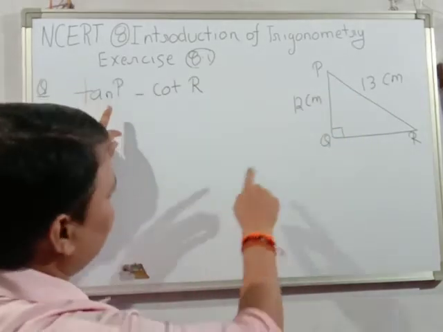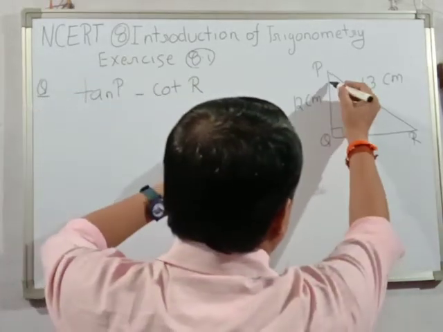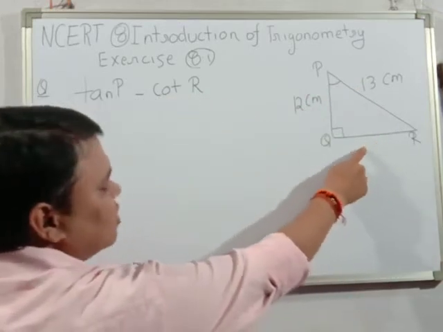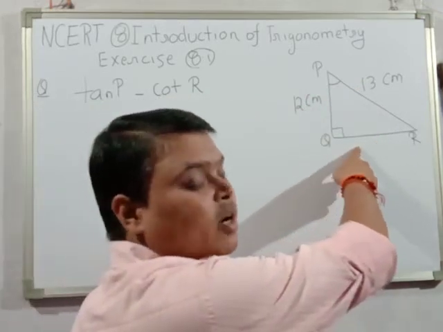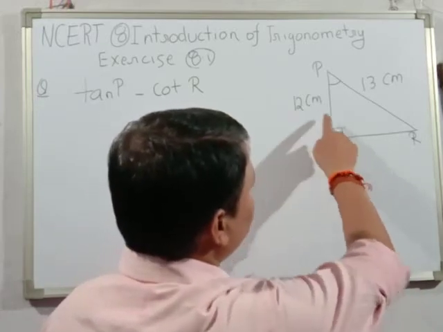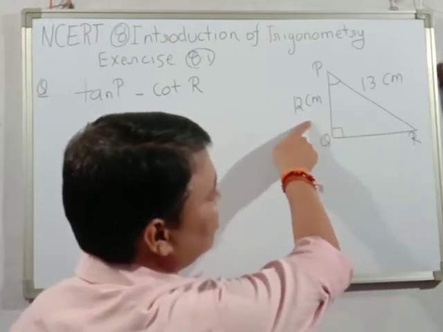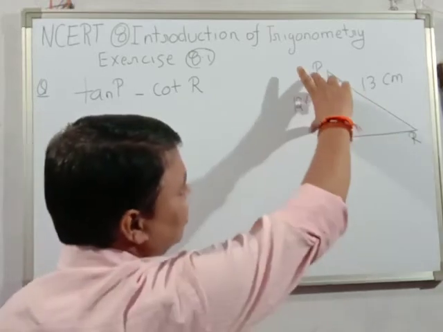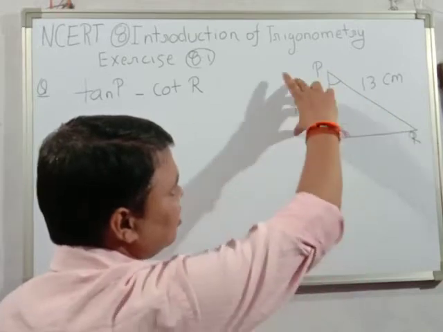For tan P, this is the side opposite to angle P, that is QR, and the side adjacent to angle P, that is PQ. So tan P means QR by PQ.